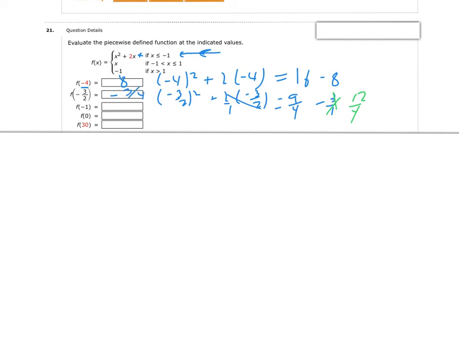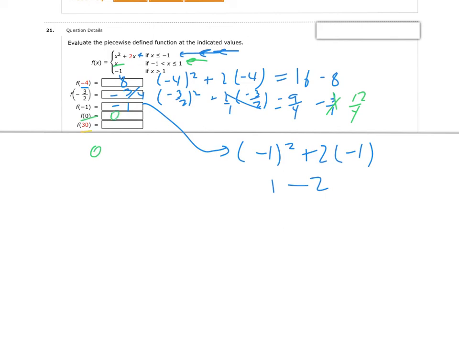All right. Now, next one here, -1, you can see it's right on the border between the top and the middle. So whenever that happens, we always go where it's or equal to. So it's equal to -1, so I'm going back in that same function here. So -1 squared plus 2 times -1. So it's 1 minus 2, so it'll be -1. Now 0, you can see, is obviously in between -1 and 1. So now I'm going to plug it into this function, which is just x, and so that's just 0.